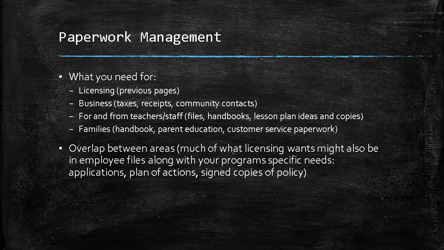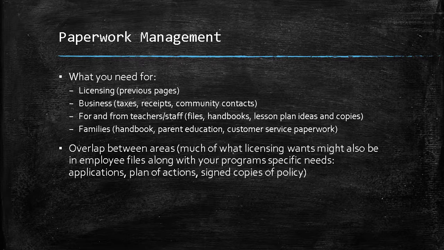So we're going to get away from what licensing wants, and we're going to talk about just all the other paperwork that you have to have. So obviously it includes licensing like our previous pages, and there might be some overlap with the other paperwork, but then it also includes business. So that's our taxes, our receipts, our community contact stuff like that, and then things that we need for our teachers, and then things that we need from our teachers. So files, handbooks, lesson plan ideas, things like that. And then for families as well, what do we need for our families? Handbooks, parent education, customer service, paperwork, stuff like that.